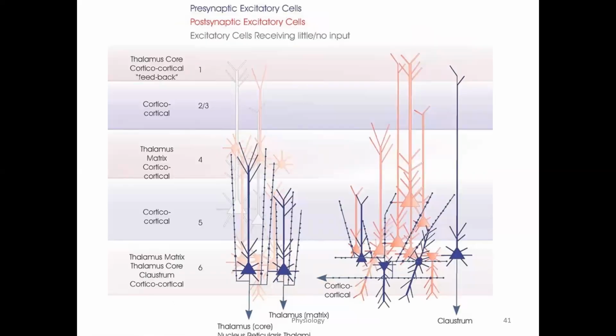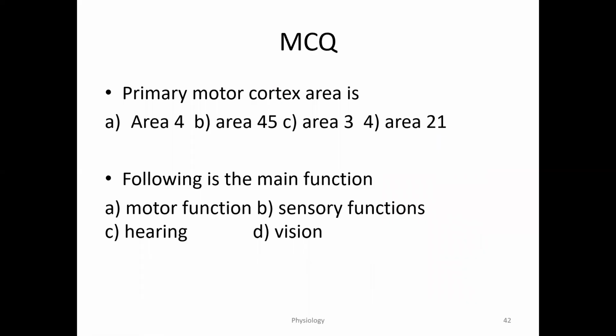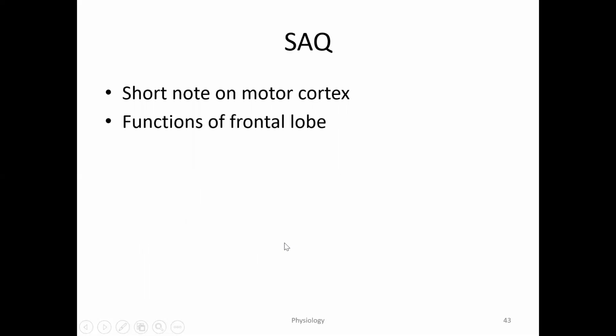Again, different diagram. So what are the different MCQs? The primary motor cortex area: following, the primary motor cortex is area number 4, 45, area number 3, or area number 21. So you should know the answer now. Following are the main functions of the frontal lobe: motor function, sensory function, hearing, and vision. So you should write that answer.